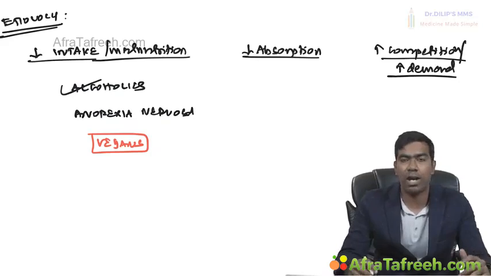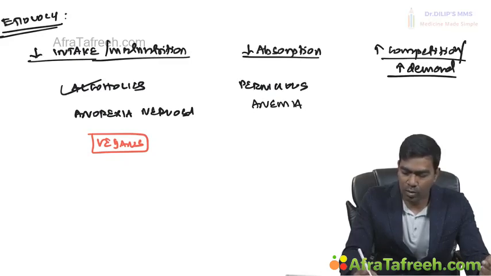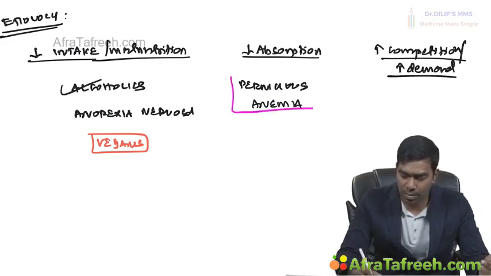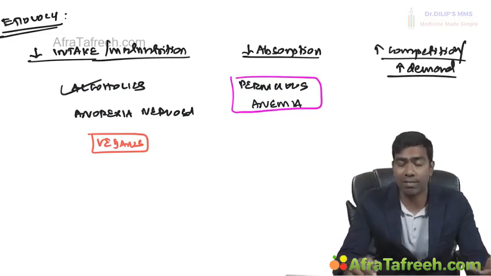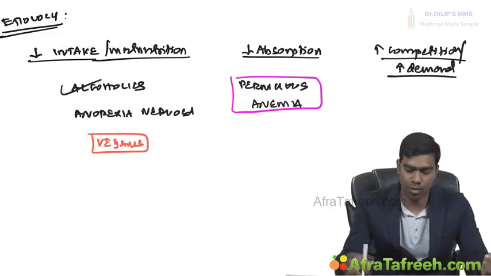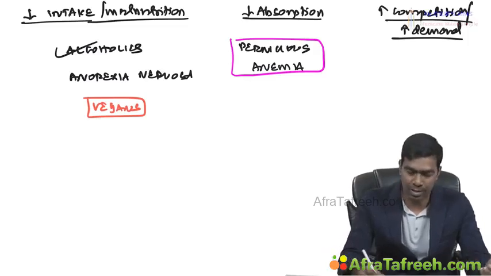At the same time, you can get reduced absorption in pernicious anemia. If they ask you the importance of pernicious anemia, it is supposed to be the most common cause of B12 deficiency in the Western world, not in India. In the Western world, pernicious anemia is the most common cause of B12 deficiency, where you have antibodies against the parietal cell and the intrinsic factor. It's an autoimmune condition, which we'll discuss.